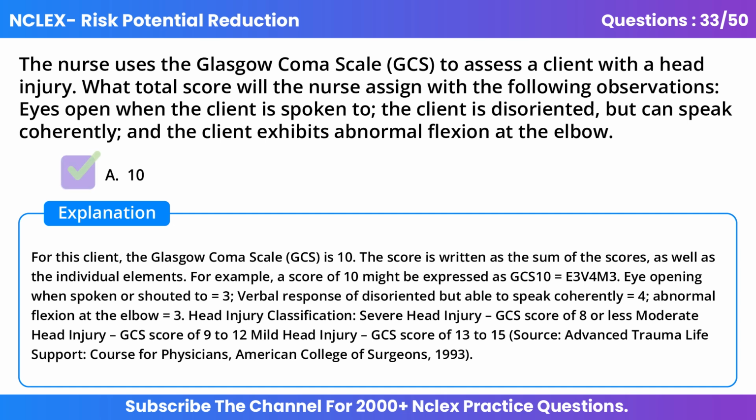Head injury classification: severe head injury, GCS score of 8 or less; moderate head injury, GCS score of 9 to 12; mild head injury, GCS score of 13 to 15. Source: Advanced Trauma Life Support, Course for Physicians, American College of Surgeons, 1993.